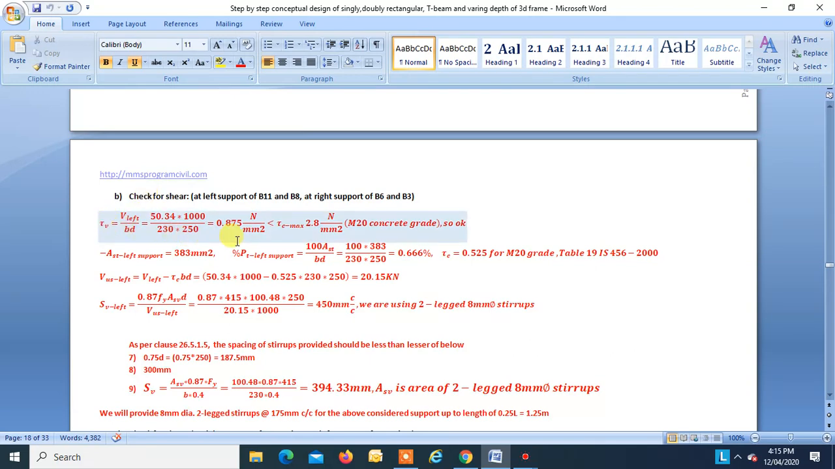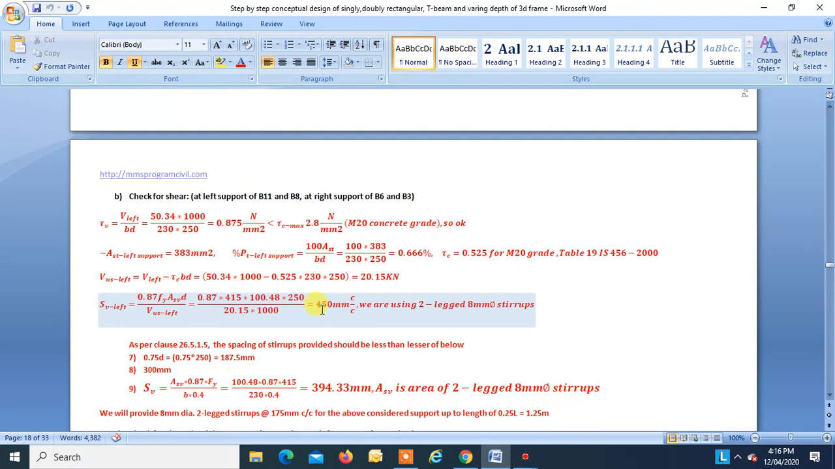Check for shear. Tau V is found to be 0.875, less than tau C max. Tau C is found to be 0.525, which is less than tau V. So additional shear reinforcement has to be provided. VUS is equal to 20.15. So the spacing required is found to be 450.